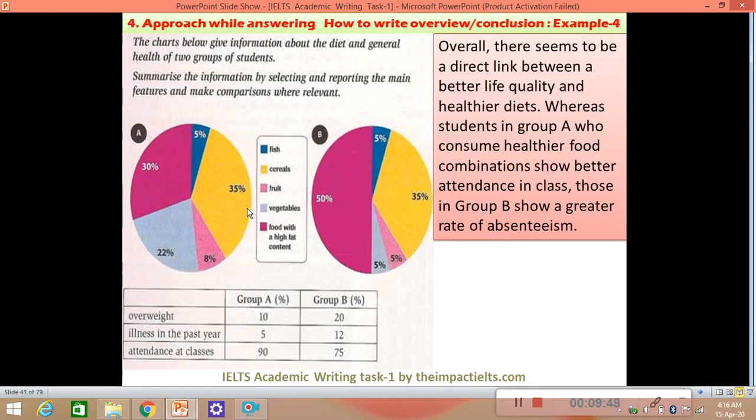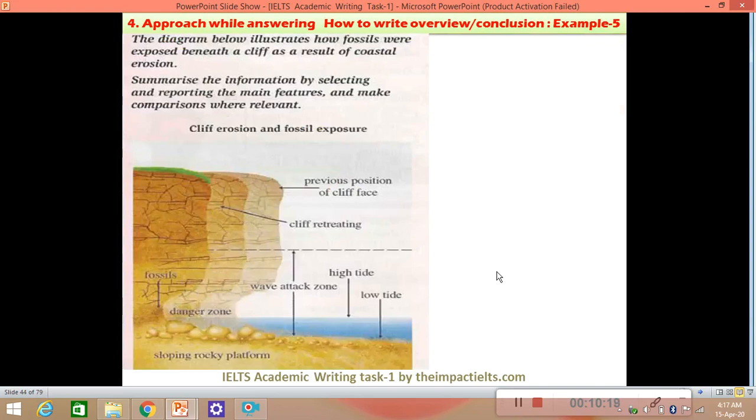Whereas students in group A who consume healthier food combinations show better attendance in the class. You can see the better attendance in the class. Those in group B show a greater rate of absenteeism. So you can see that attendance at class is 90% and their absenteeism is a bit higher, and it covers the entire picture. That's important, that it should cover the entire picture.